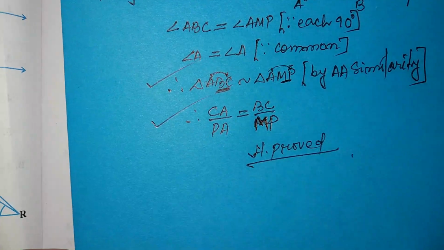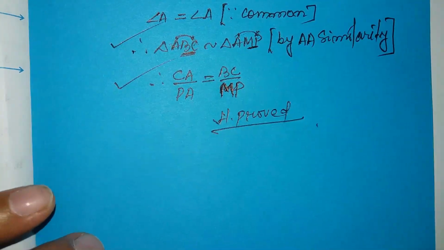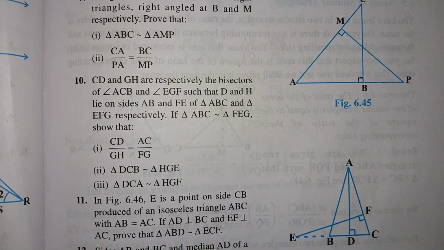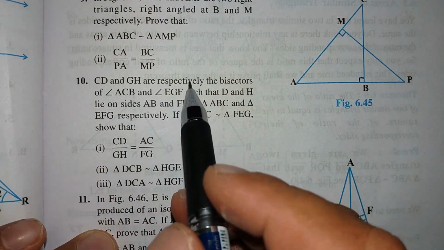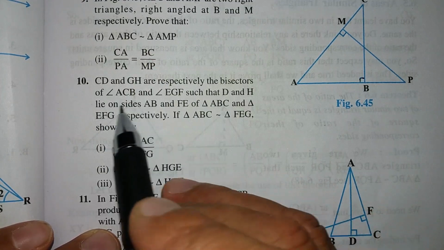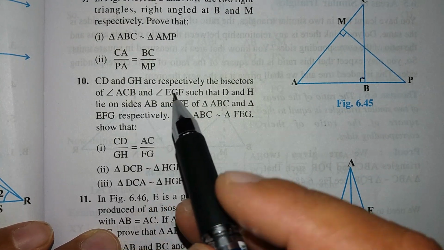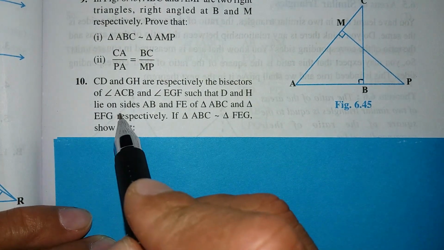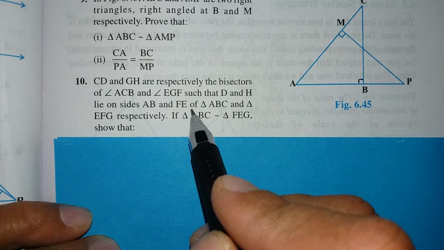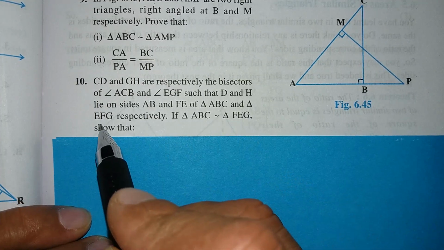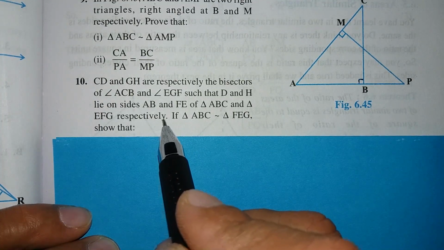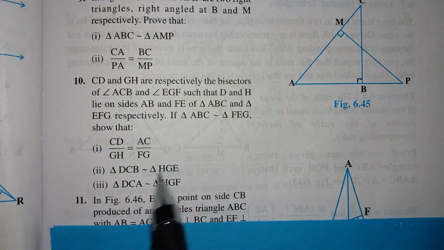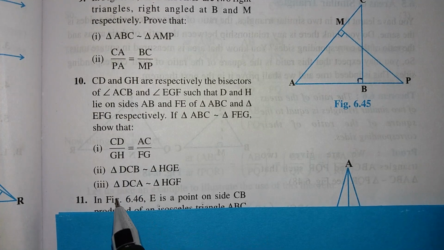Now let's see the next question. The next question is: CD and GH are respectively the bisectors of angle ACB and angle EGF, such that D and H lie on sides AB and FE of triangle ABC and triangle EFG respectively. If triangle ABC is similar to triangle FEG, show that. Okay, these are the things that we have to show here.